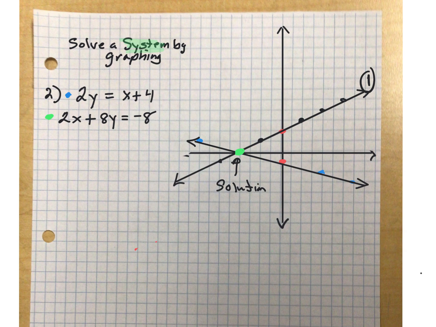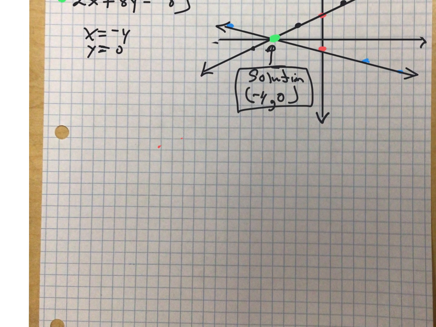And so remember, we're looking for the x value and the y value that would make both equations true, and the x and the y value of that location is -4, 0. So when x is -4 and y is 0, it will make both of these equations true at the same time. And we usually just write our answer as an ordered pair. Now what happens if you graph two lines, right? So let's do that.